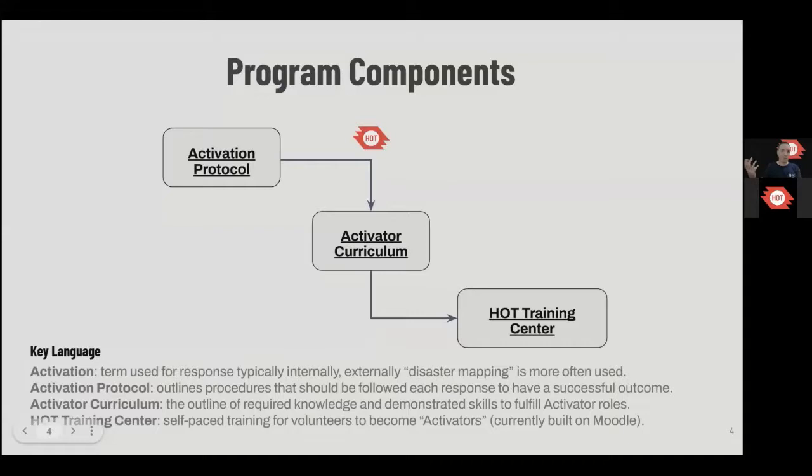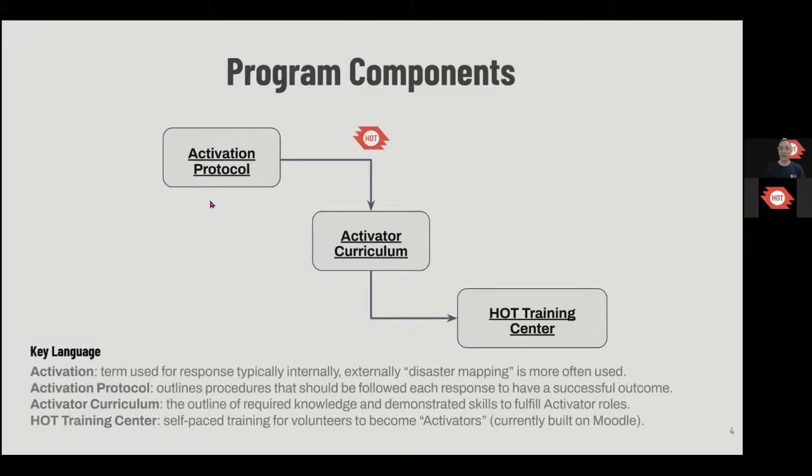Our disaster mapping program, as you can see on this slide, is very simplified to 3 components. One is the activation protocol, which we'll talk about in some detail. And then the pieces that I'd really like folks to think about and give feedback on are the curriculum and the training center. If I put my cursor over here, hopefully the slide number goes away so you can see it.